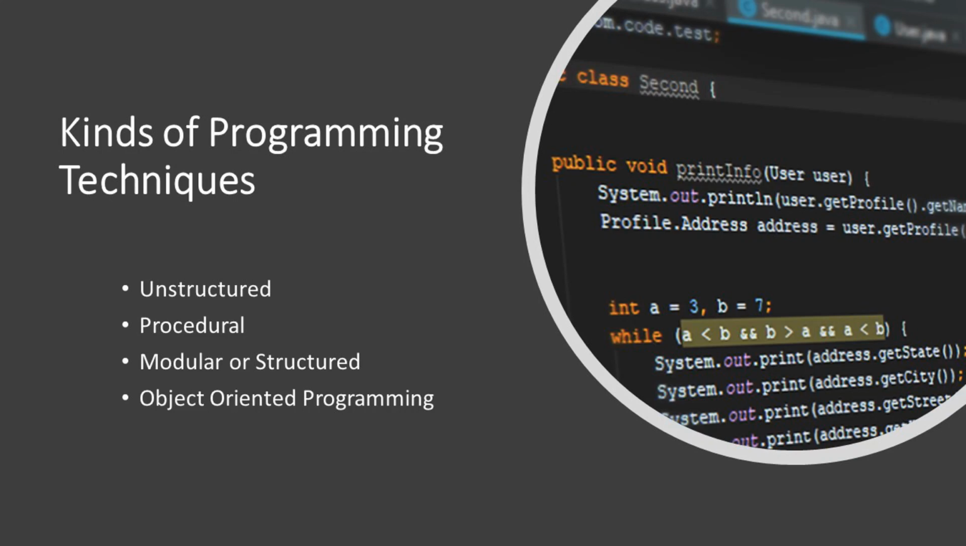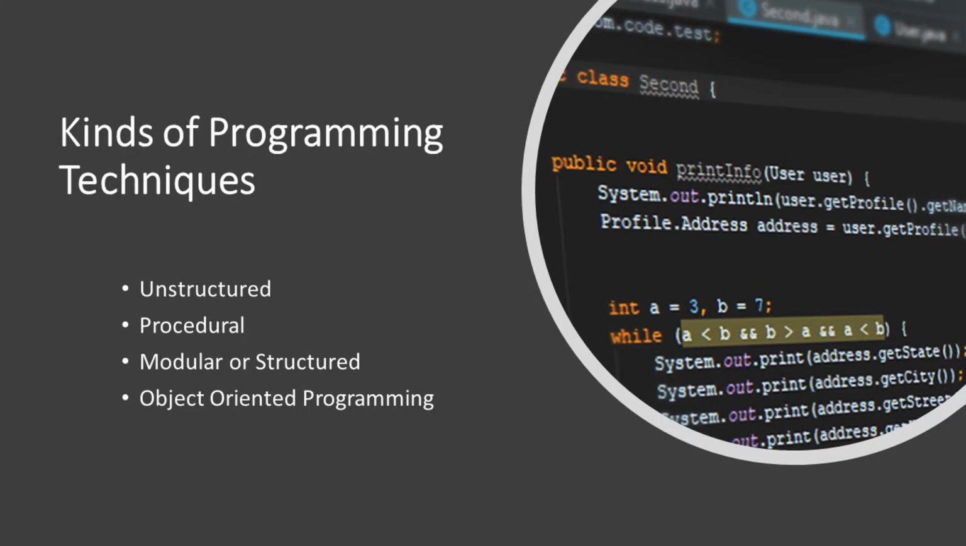The next one is procedural. The natural improvement of the unstructured programming technique was the introduction of procedural programming techniques. In such techniques, a sequence of instructions used to perform specific tasks is grouped together and then called a procedure. The main program directly operates on the global data needed. The grouping of such instructions is called a procedure.